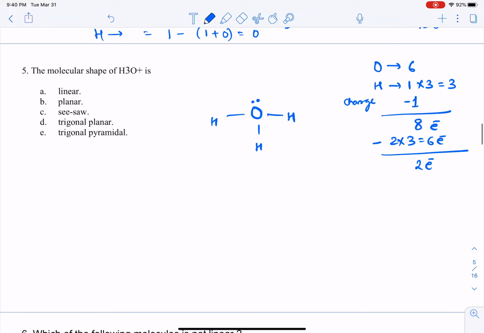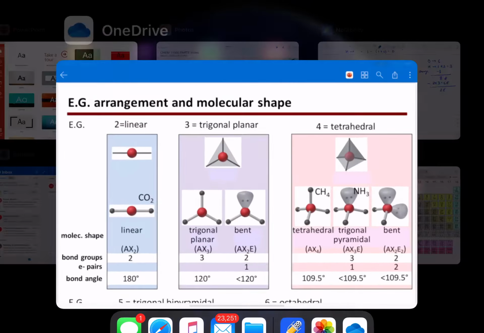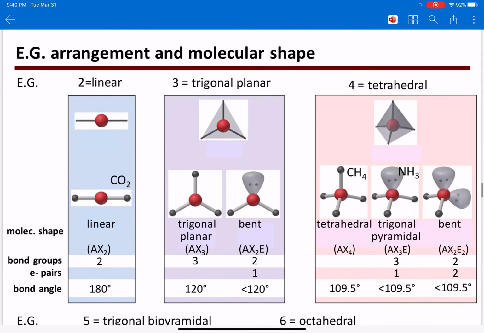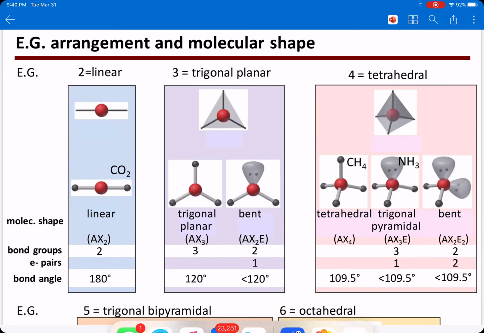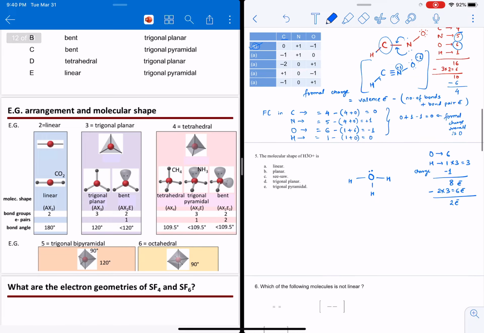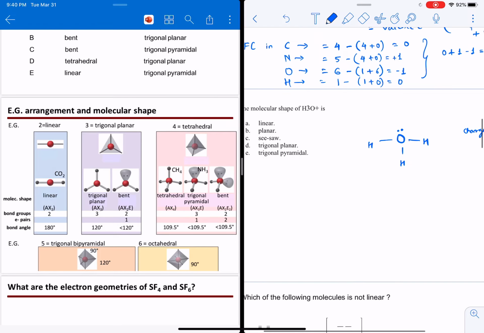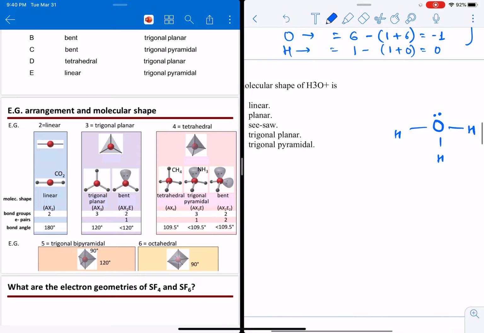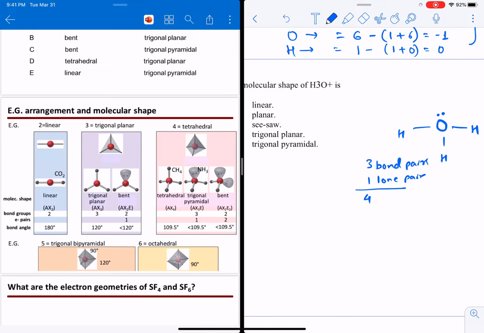Now to understand what kind of molecular shape it has, you need to refer to something like this. So if you see, the oxygen here has 4 things, like 3 bond pairs and 1 lone pair. So we will have something as a tetrahedral structure. So total is 4. So we have to go and see in tetrahedral.